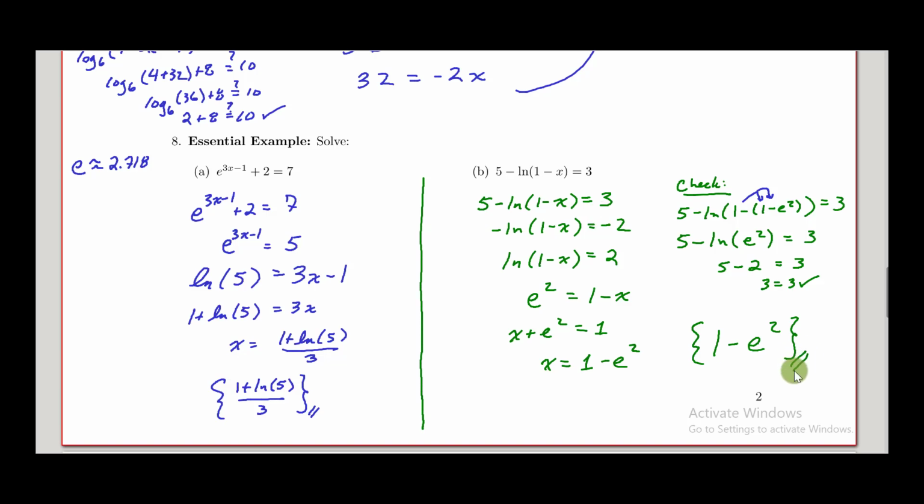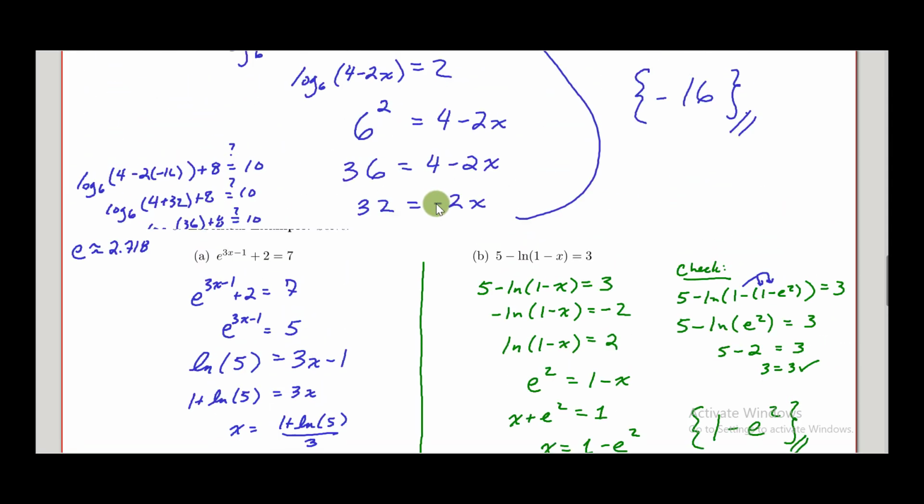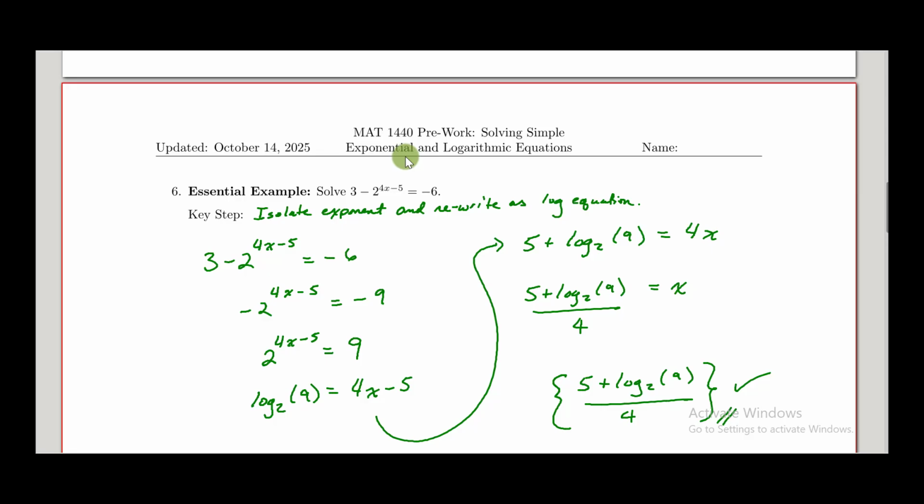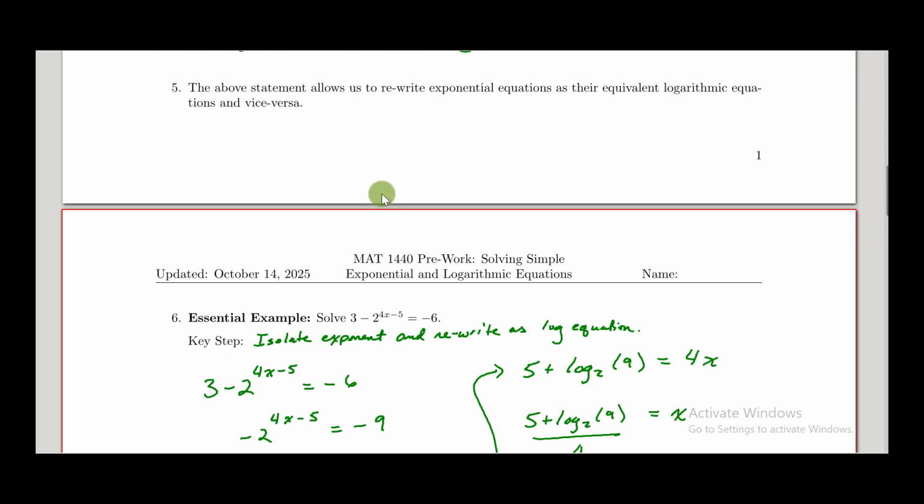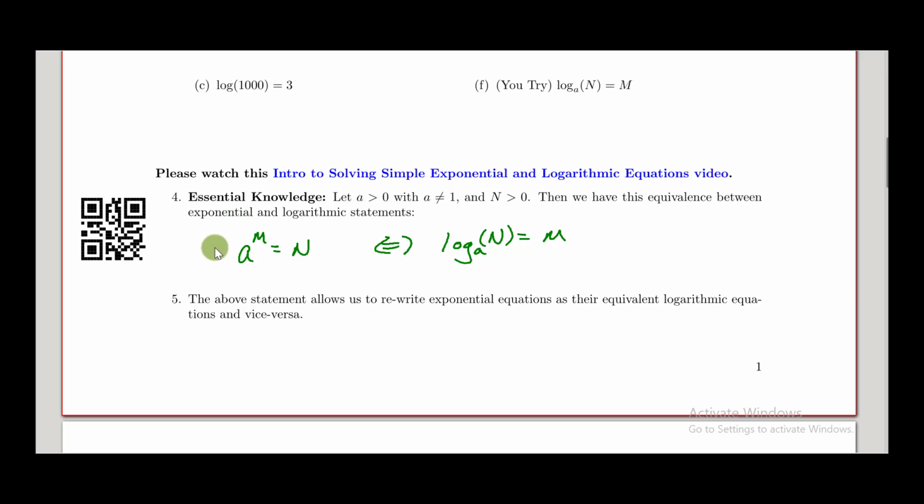Folks, we've gone ahead and solved that for x, and we've gotten some practice solving a handful of simple exponential and logarithmic equations. The basic idea is if you isolate an exponential expression, you can rewrite it this way as a logarithmic expression. And if you have a logarithmic expression, you can rewrite it this way as an exponential expression, and that might help you advance the problem forward as you try to isolate x.